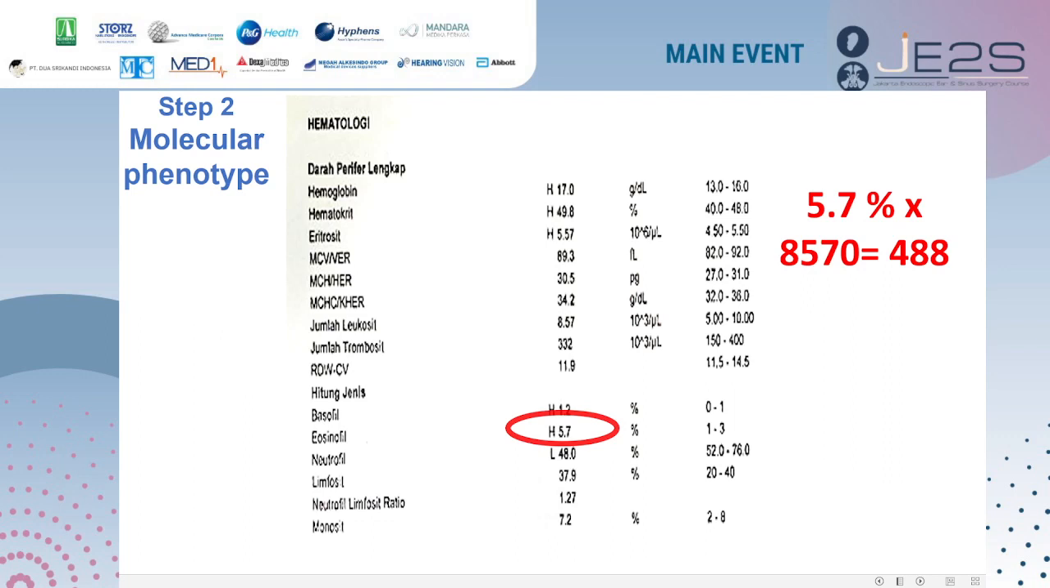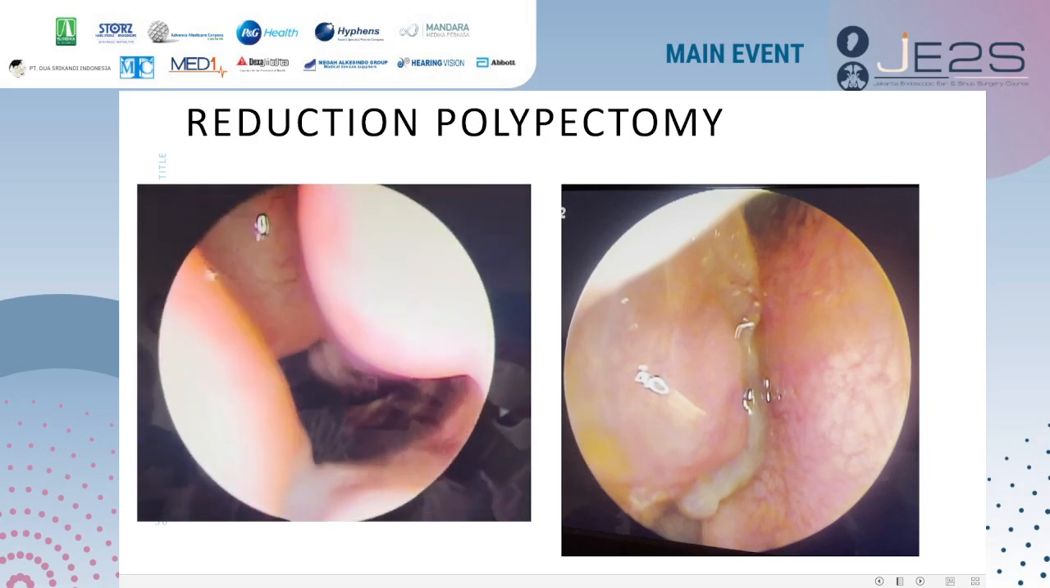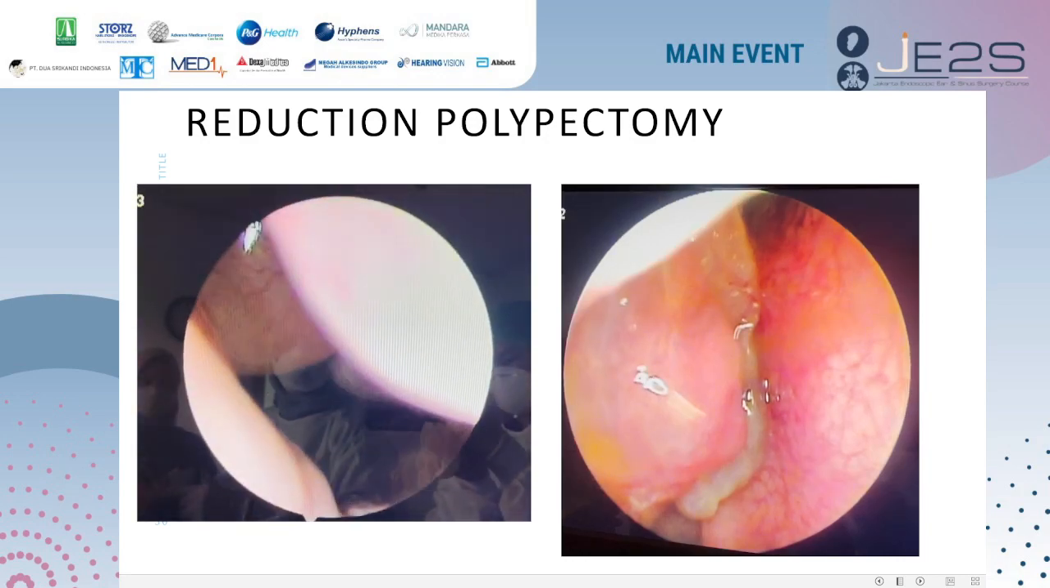And then we check the tissue eosinophilia. Usually I perform a local polypectomy when the patient first comes. Dr. Dani taught me when I was a resident to perform the local polypectomy. I always perform the local polypectomy at the first time the patient comes.